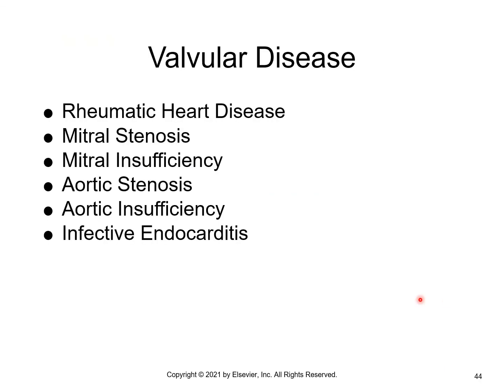That brings us to our valvular disease. So these diseases really are going to have to do with the valves in the heart typically. Our valvular diseases can start with rheumatic heart disease, mitral stenosis, mitral insufficiency, aortic stenosis, aortic insufficiency, and infective endocarditis.